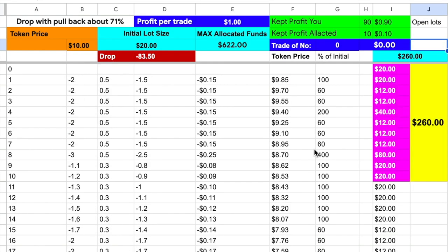So how does the bot carry on trading in a bear market? Some people think it's to do with DCA, dollar cost averaging. Well, that's not correct. Johnny Blockchain uses a bit of DCA. It also uses the kept profit allocation. So what does it actually do and how does it work?